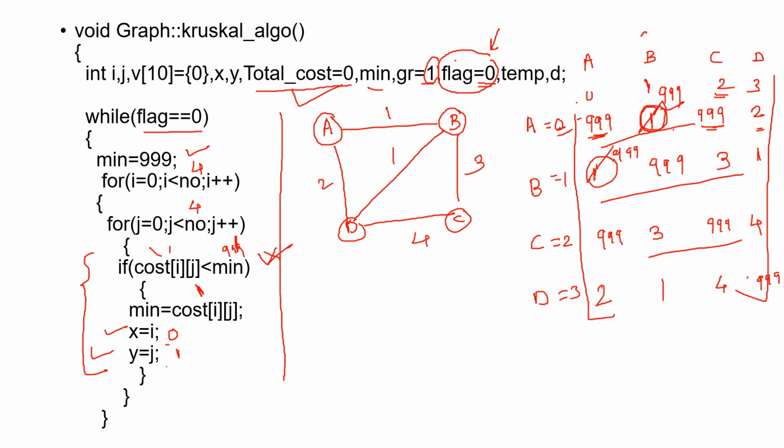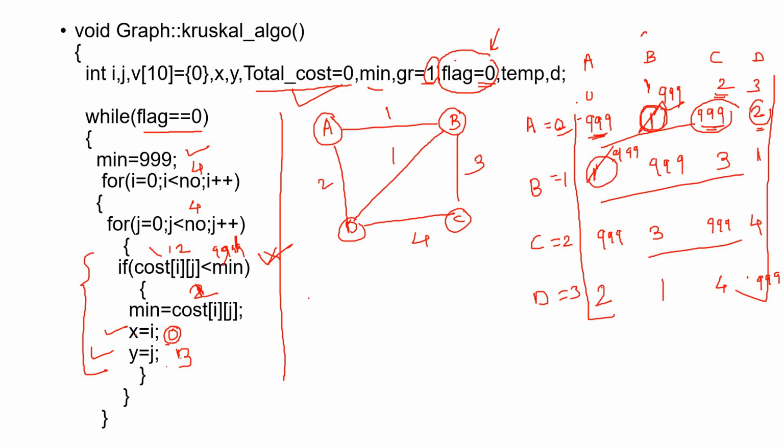Cost of 0 2 is also equal to 999. After that cost of 0 3 is equal to 2. So 0 3 is less than 999. Yes, true, because 2 is less than 999. So the new minimum will be equal to 2 when x is equal to 0. The value of I was 0, but j value is 3. So now x is 0 and y is 3.